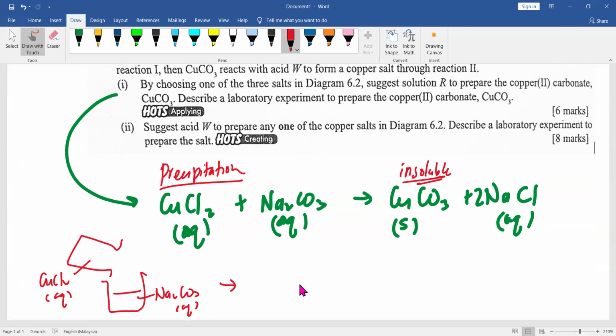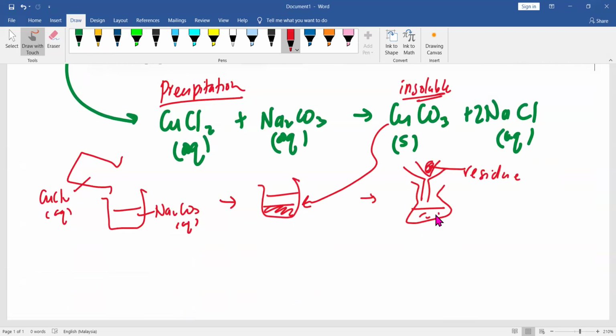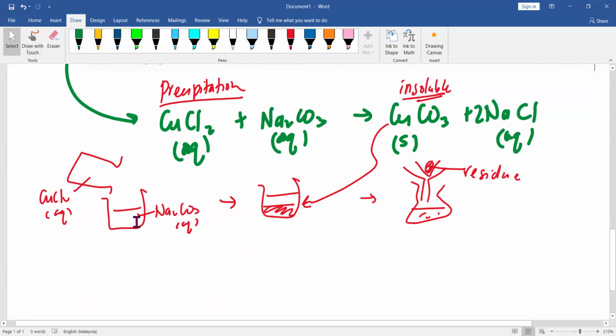Sorry, not a white precipitate, a green precipitate, which will be copper carbonate. Then you filter. Who do you want, residue or filtrate? Residue. Then you wash and dry. Correct, right? Okay, so how do you write it in words? That is the exciting part.